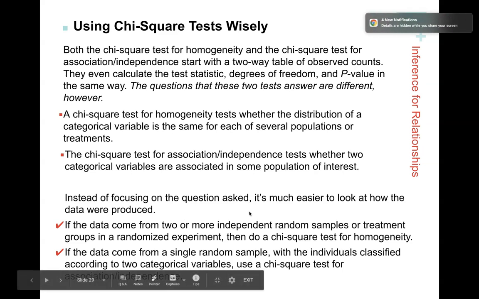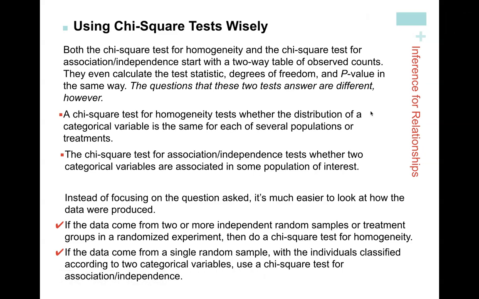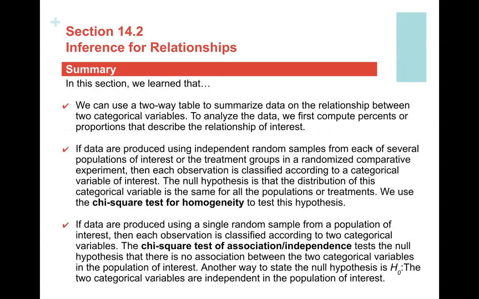This is how you tell the difference. Those two red check marks. If the data come from 2 or more independent random samples or treatment groups in a randomized experiment, then it's homogeneity, because you're comparing 2 groups, right? So that's homogeneity. If the data come from a single random sample with the individuals classified according to 2 categorical variables, use a chi-square test for association. Now we're trying to see, is there an association or is there no association between the 2 variables?